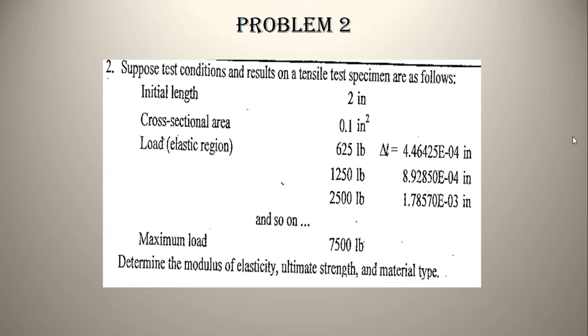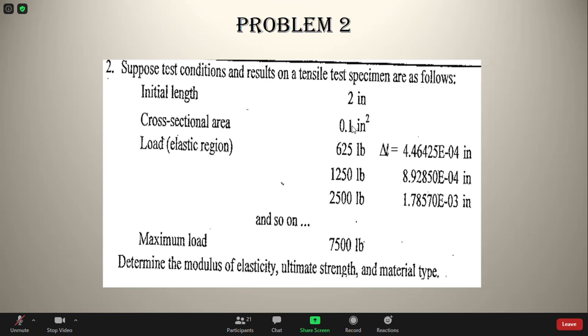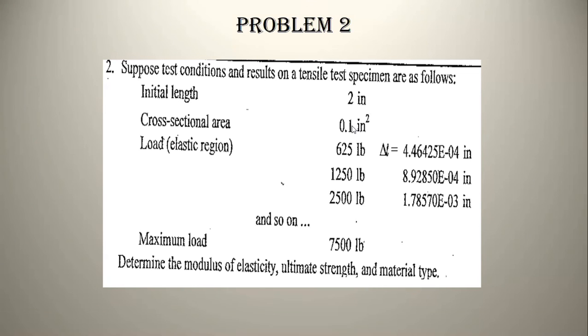And you can take any one of the loads because in the straight line portion, you can see as you are doubling the load, the delta L also doubles up. So this is the straight line portion. Let's say we take the 625 pound load. Then sigma will be 625 pounds divided by the area. And what is the area? He's given you the cross-sectional area is already given, 0.1 inch square. So it becomes 6250 psi. That's the sigma.